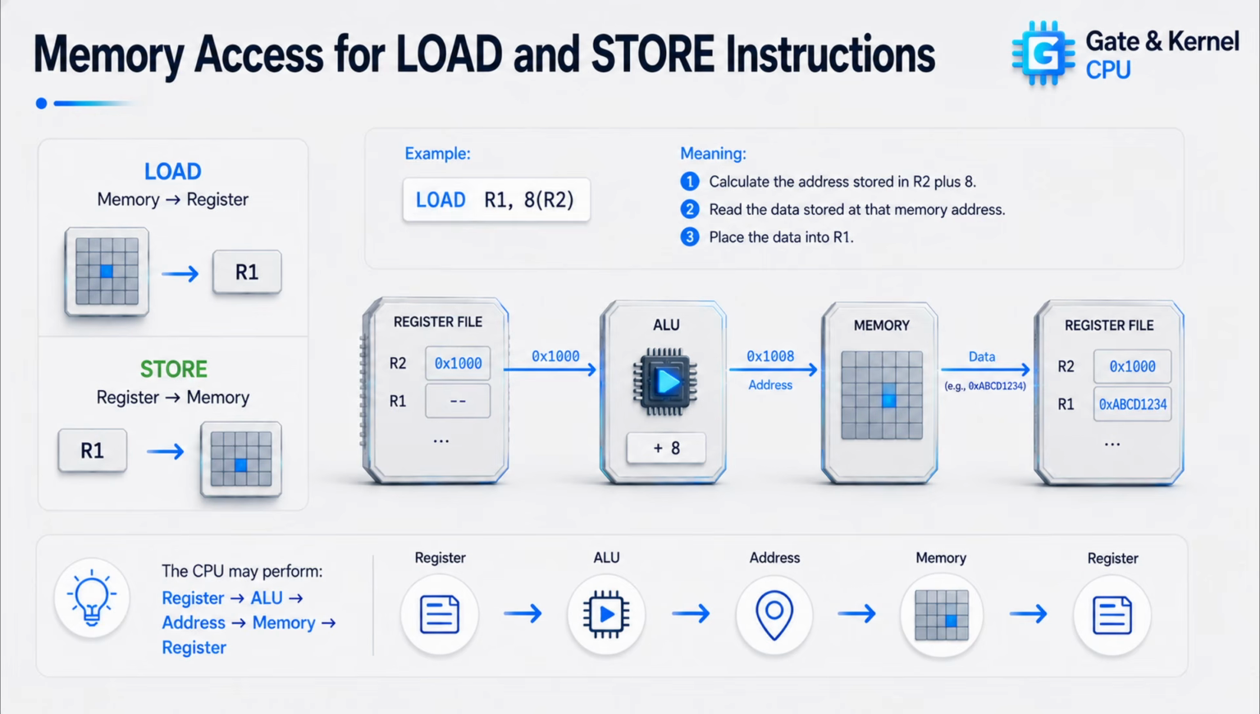For example, load R1, 8(R2). Conceptually, the processor first calculates the address R2 plus 8. Then it reads the data stored at that memory address. Finally, it places the data into R1. The path may look like this: register, to ALU, to memory address, to memory, and back to a register. This shows why executing an instruction can involve much more than just the ALU.